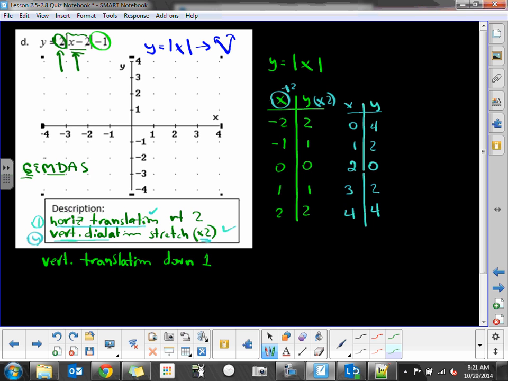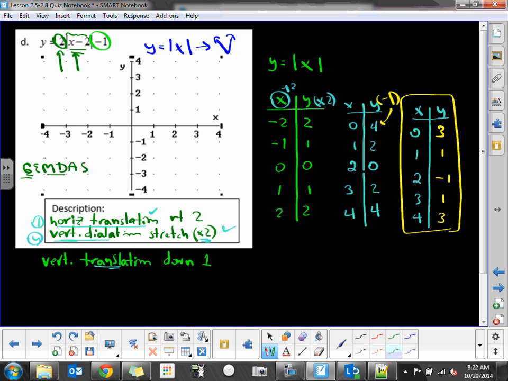Then we have a vertical translation down 1 unit. So I'm going to do one more T-chart here. Since it's vertical, it won't have any impact on your x's. What we want to do is change our y values. Down 1 means subtract 1 from all of your y values. So instead of a 4, it's going to be a 3. Instead of a 2, it's going to be a 1. Instead of a 0, it's a -1. Instead of a 2, it's a 1. Instead of a 4, it's a 3. And these are the ordered pairs that we're going to graph for our final resting place in our graph.